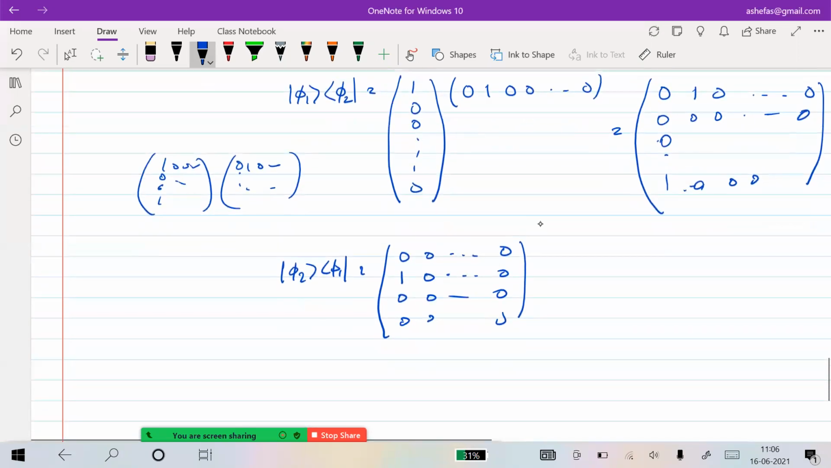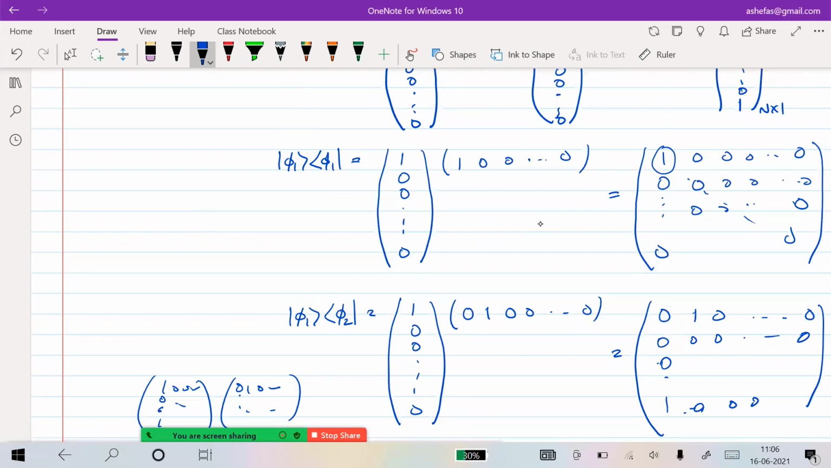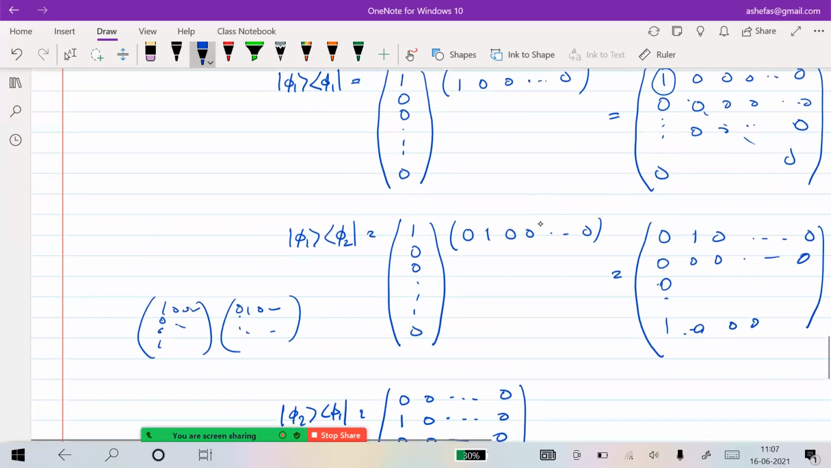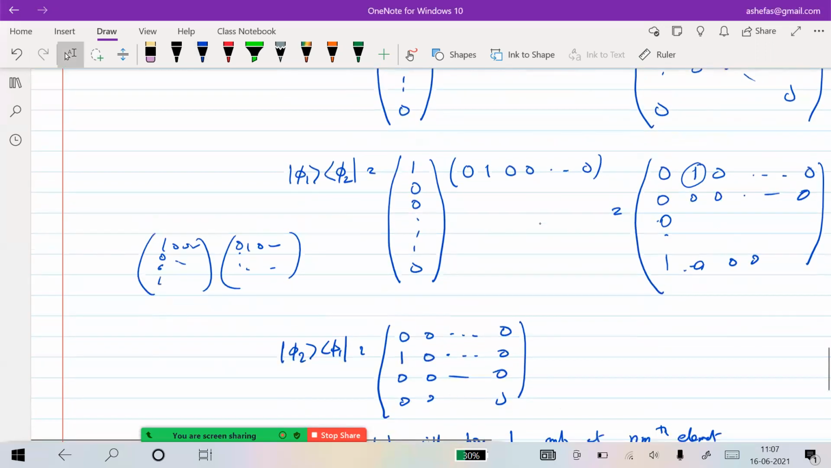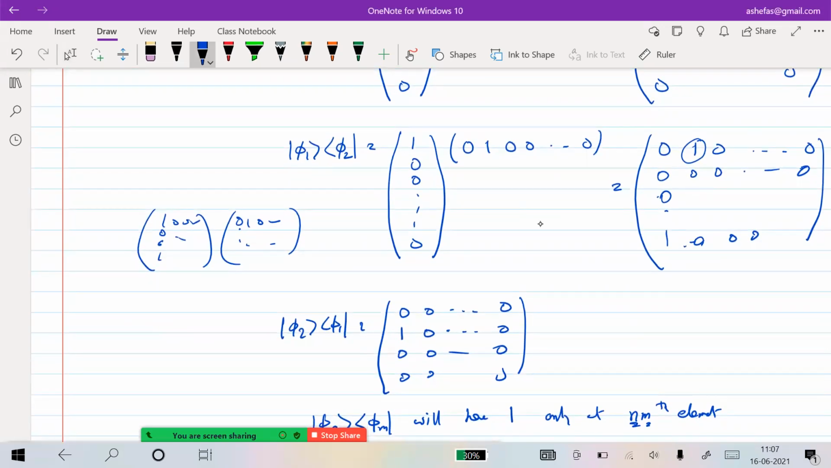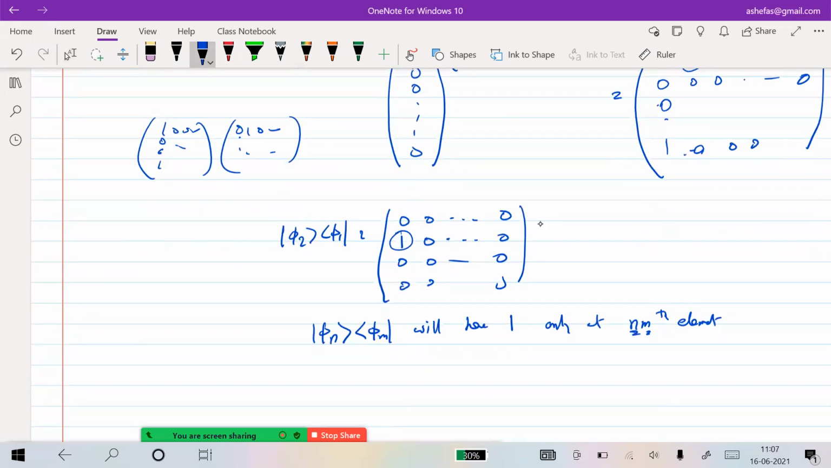So in general, this outer product phi n phi m will have 1 only at the nth row, mth column. So remember, the outer product phi 1 phi 1 will have the element at first row, first column. Phi 1 phi 2, the first row, second column. And phi 2 phi 1 has the second row, first column. Then phi n phi m will have 1 only at nth row, mth column.